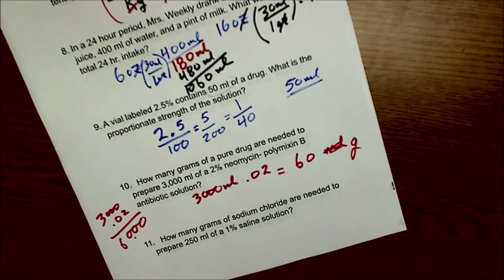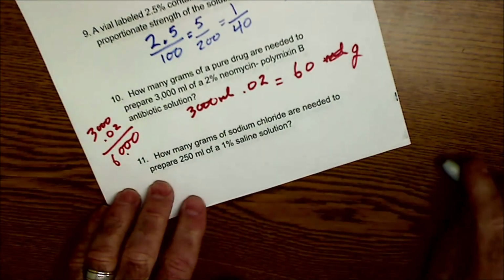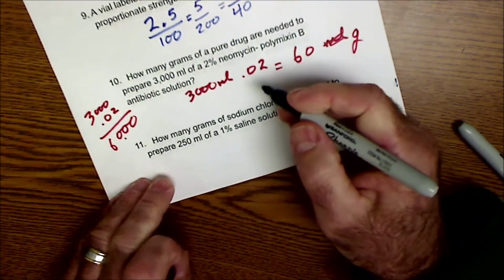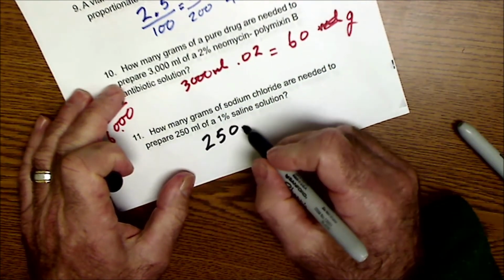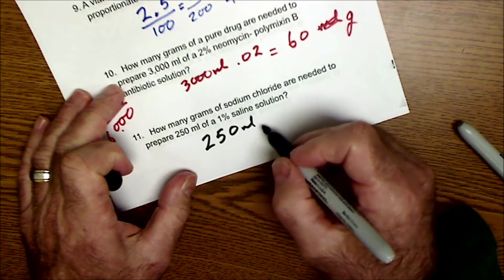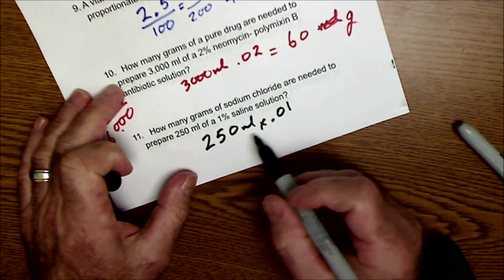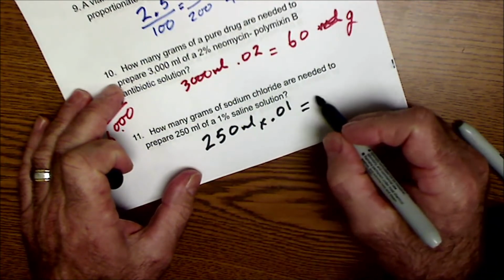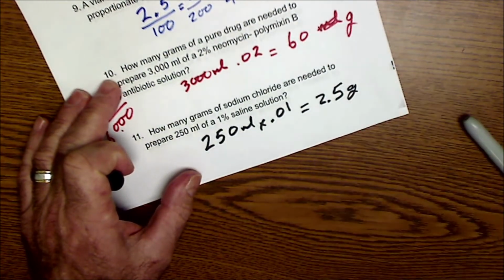Number 11, how many grams of sodium chloride are needed to prepare 250 milliliters of 1%? So it's the same thing, 250 milliliters. I'm going to convert that percent to a decimal times 0.01. That's going to move the decimal place over 1, 2, over 1, 2, and that'll give me 2.5. And that'll actually be grams as well.